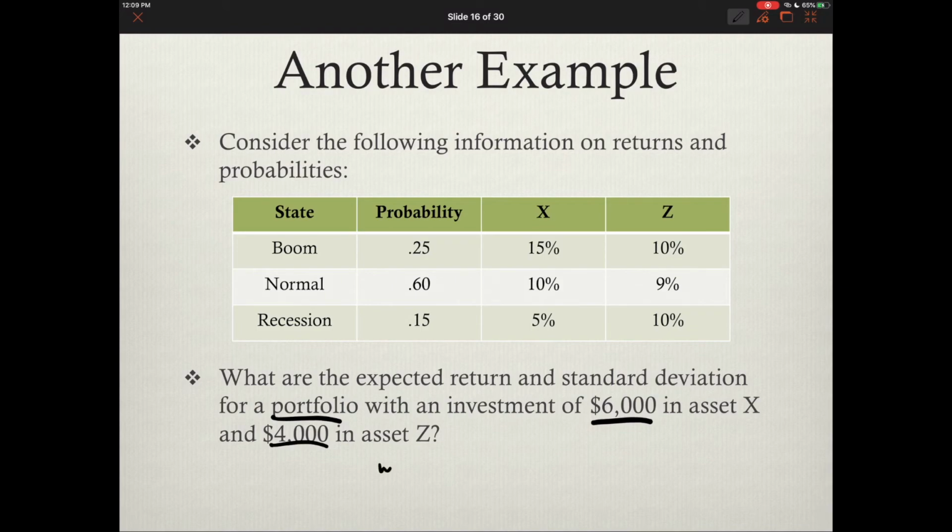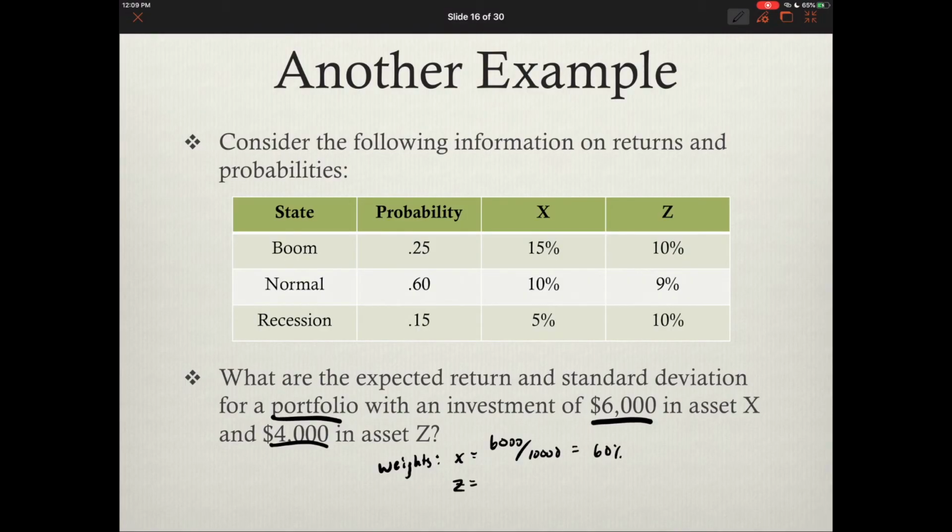So the first thing that we should do is calculate the weights of assets X and Z in our entire portfolio. So X is simply going to be 6,000. Our total portfolio is 10,000 if you add together those two. So 60% of our portfolio is made up of asset X.